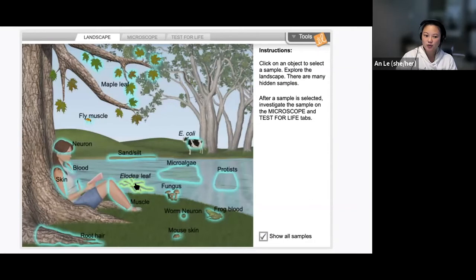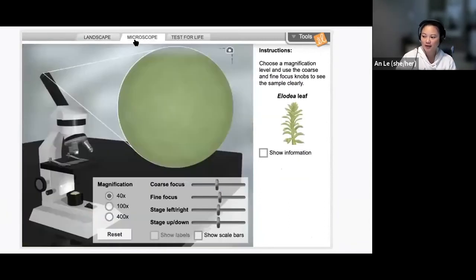We are going to explore the Elodea leaf right here. It's a type of algae, and it lives in the pond here. So basically, you're going to go back and forth between the landscape to choose a sample. You're like plucking it from the landscape, and then you're putting it under the microscope. If you had Mrs. Dwyer, some of you said, I did microscopes, I'm good. So that's awesome. We're going to review that.